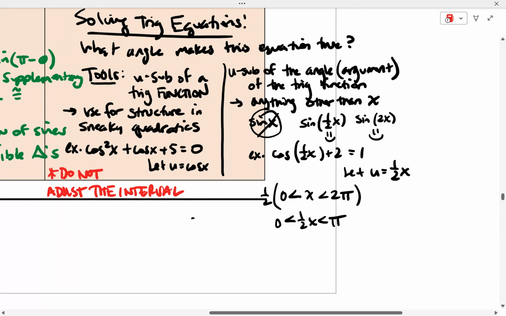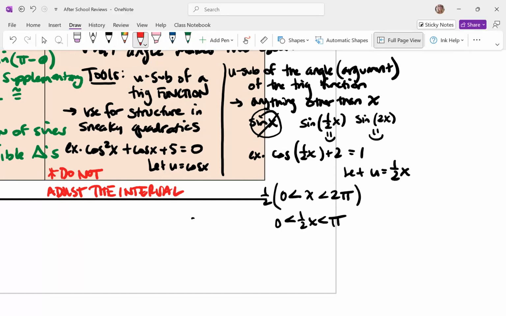So you have the correct number of solutions. Yep, and then at the end, you've got to make sure that you put your answer back in terms of x. Good point. Let's put a little star here that says adjust the interval in this case.